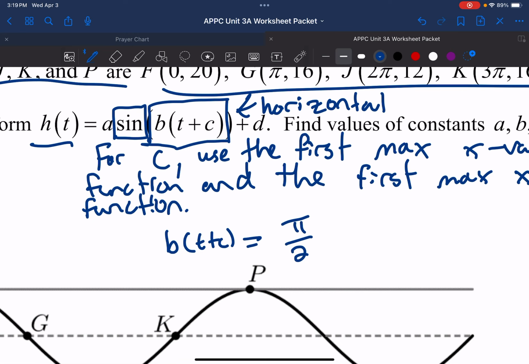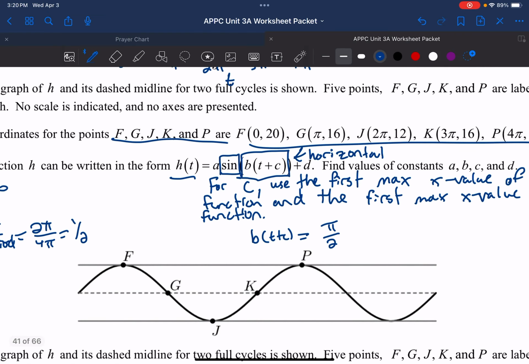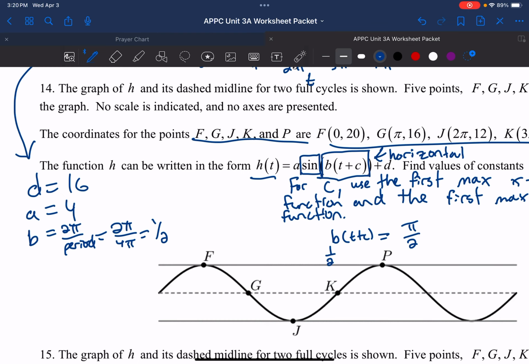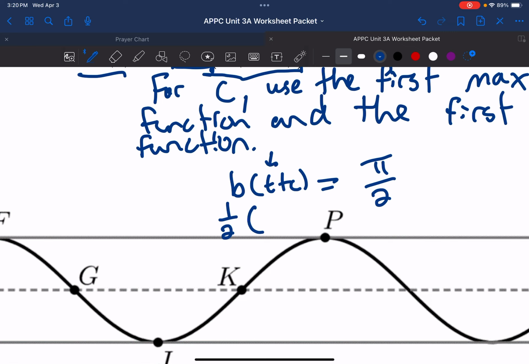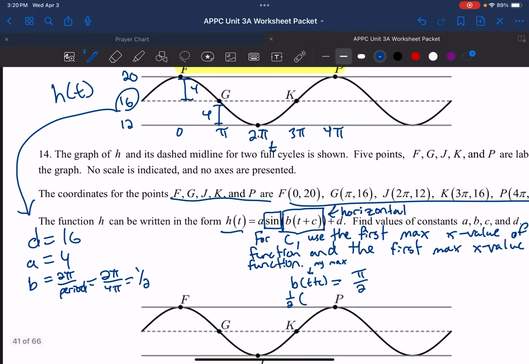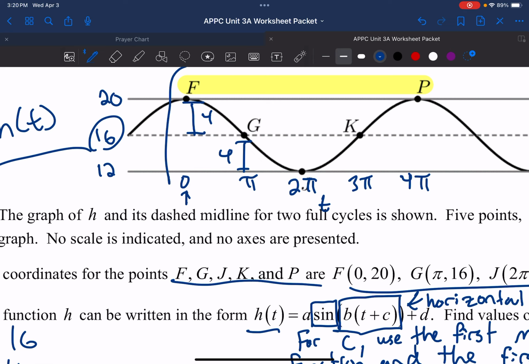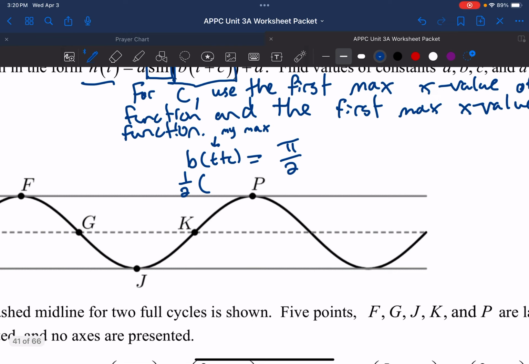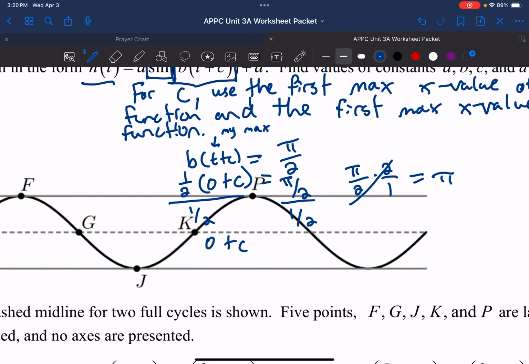So my max happens, and what do I mean by my max? Well, I'm going to fill in the values that I know. My b value I found over here was 1/2. The t value, that's where my max is. And my first max is at 0. Like you'll notice here, my first max happens here at 0. So that t value is 0, plus c equals pi over 2. And I can divide by 1/2 on both sides first. So if I keep change flip, it just gives me pi. So 0 plus c is equal to pi, and 0 plus anything is whatever that is, so c is pi. So my c value is pi.